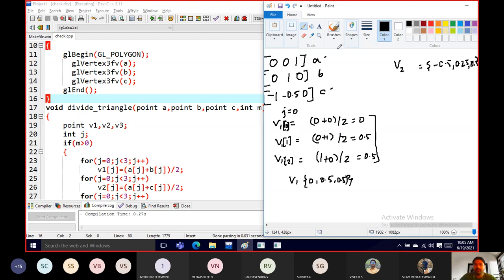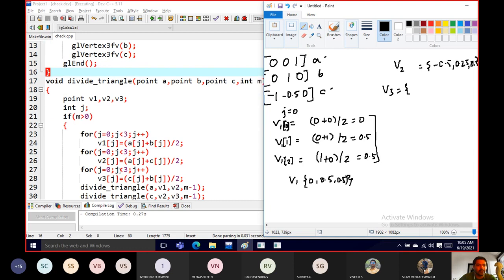So what about V3 here? V3 we look into the side of what? C and B. So C and B is minus 1 plus 0 by 2 is what? Minus 0.5. So next, minus 0.5 plus 1 by 2 is what? Minus 0.25. Then 0 plus 0 by 2 is what? 0. So we got V1, V2 and V3.